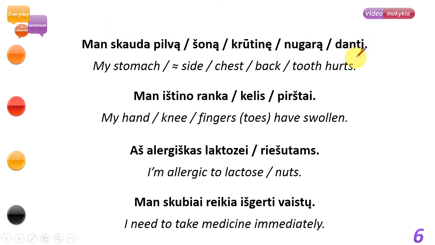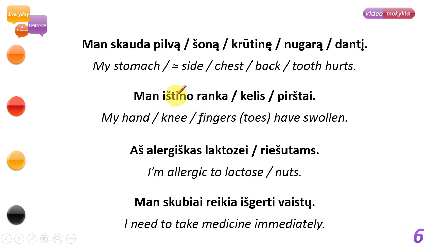Or you can say, if you want to use the plural, teeth, dantis, because dantis is also the singular nominative. Dantis is the plural nominative, and the accusative plural is dantis as well. So man skauda dantis, my teeth hurt, or man skauda dantį, my tooth hurts, one tooth.